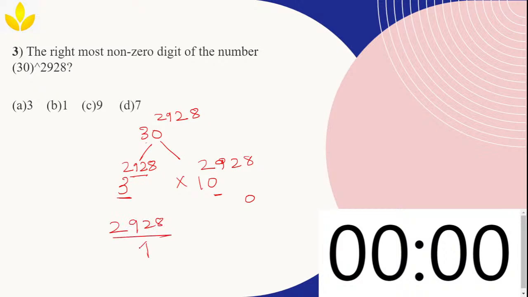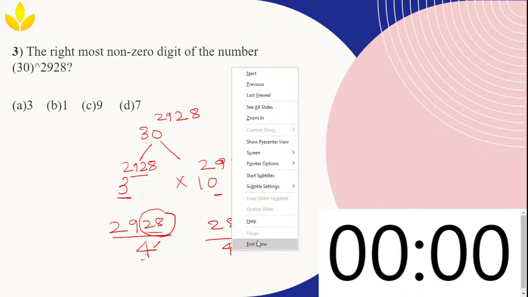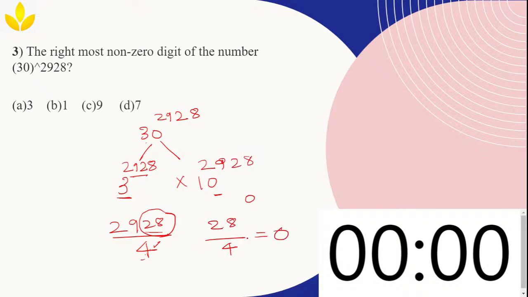2928 divided by 4 because the cyclicity is 4. Now you don't have to divide all these numbers. You also know the divisibility rule for 4, right? You just need to try dividing the last 2 digits. So that means 28 divided by 4. Is 28 divisible by 4? Yes. So the remainder is 0.